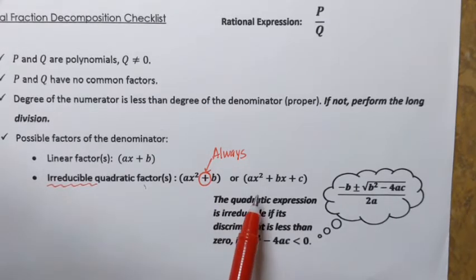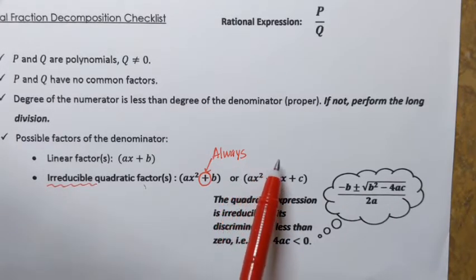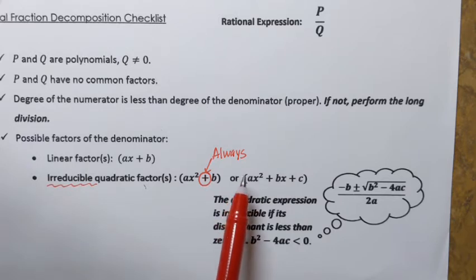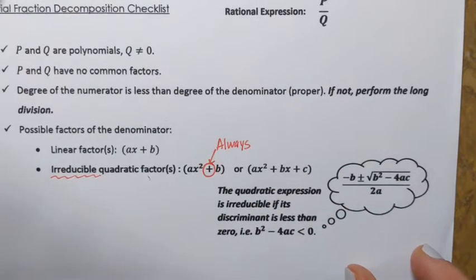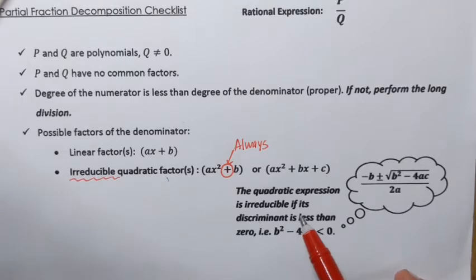Or a reducible quadratic factor can come in the form of a trinomial. But now, in which case do we know that it's irreducible? In which case do we know that it cannot be split up as the product of two linear factors? Well, it's going to be irreducible if its discriminant is less than 0. Now, what is the discriminant? The discriminant is this expression, b squared minus 4ac.